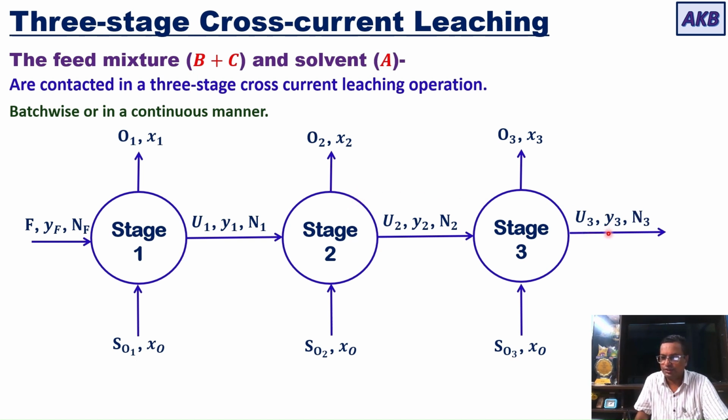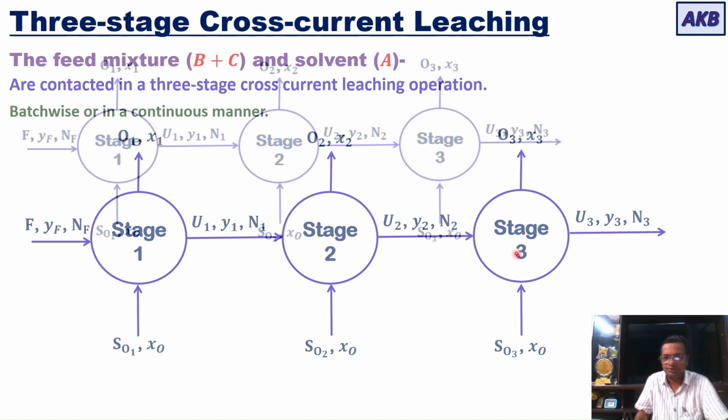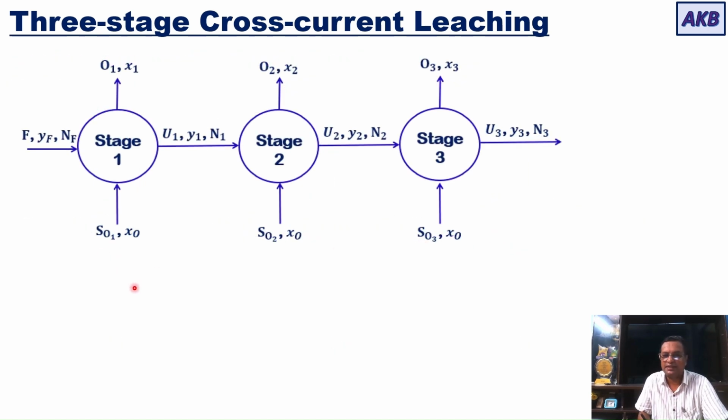So finally, you are going to get the final underflow, then final overflow from stage number 3. Okay, now let us understand the notations that I have used.